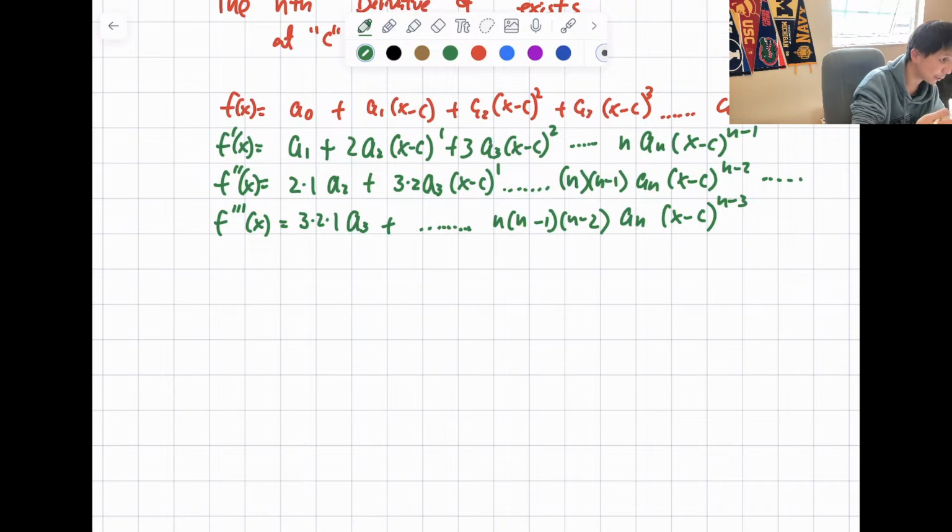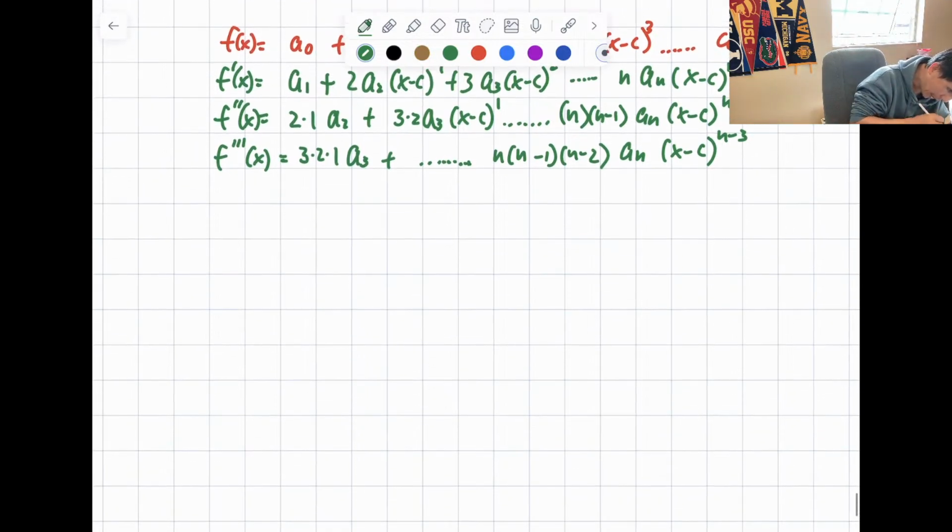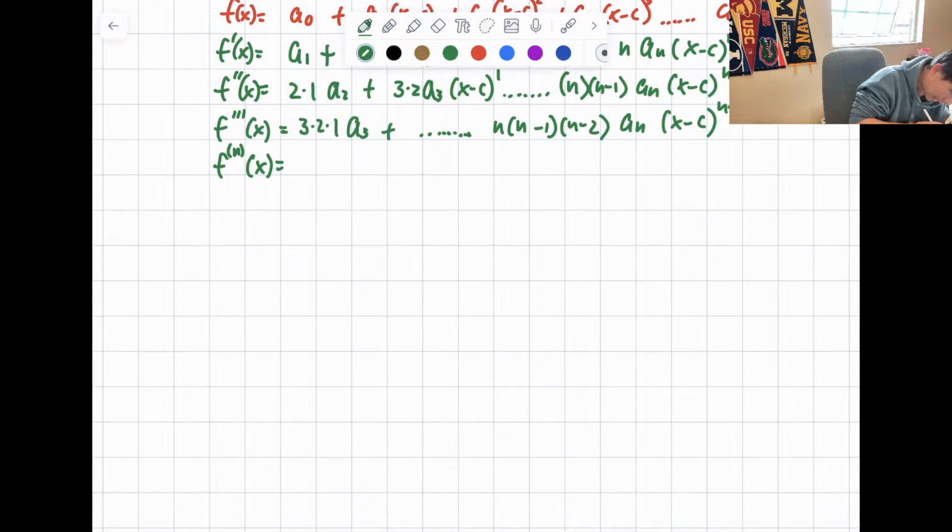So the next goal is we're going to come up with a general term. A general term is, what if I just take the nth derivative? We notice that parenthesis n means anything higher than 3, I'm going to write down parenthesis. If I say parenthesis 4, that means fourth derivative. And x. Now, this one is what happens if you take the nth derivative?